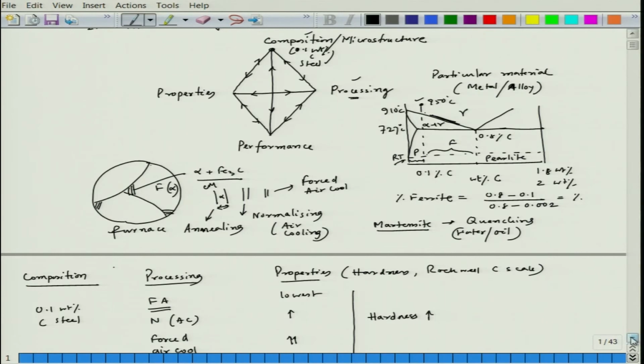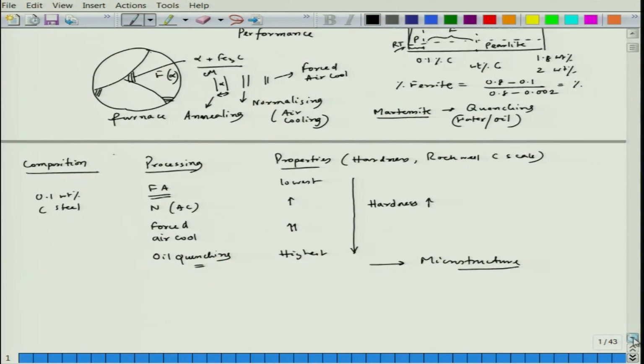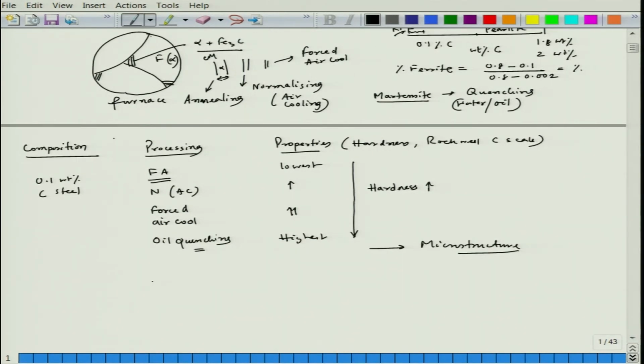Now, coming to our purpose, we have to see the corrosion part. Now, does it have any effect or any relation with the materials tetrahedron?